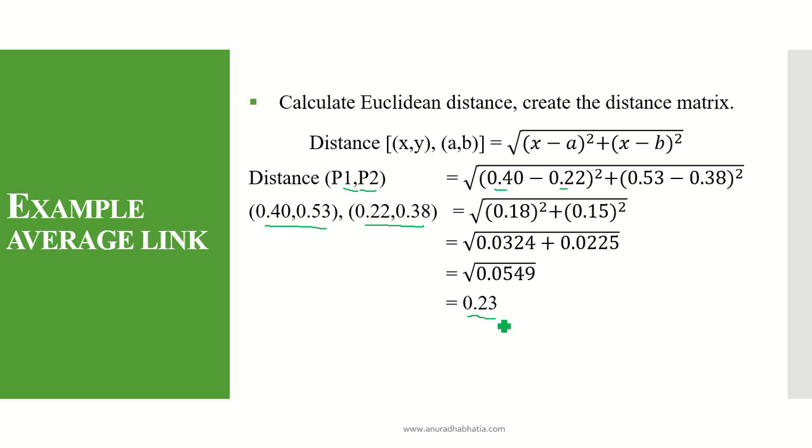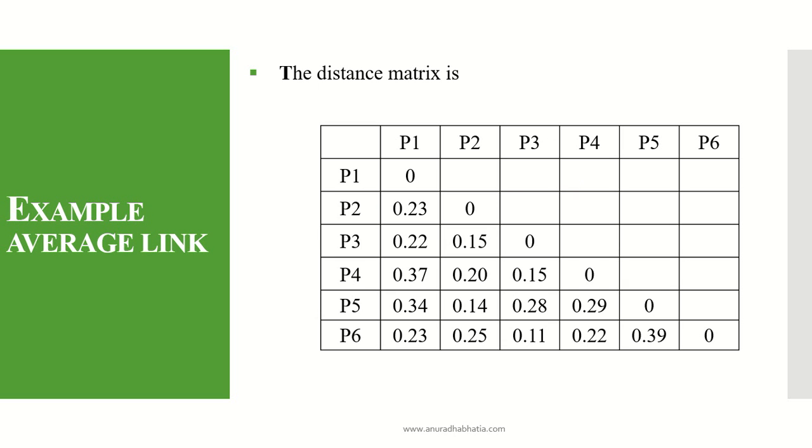Similarly, we need to calculate the distance between the various points. So we get a matrix like this. This is known as the distance matrix. We can have an upper bound and a lower bound. Here, for ease, we have filled up the lower bound of our matrix. So the distance of all the points are calculated and it is put over here.